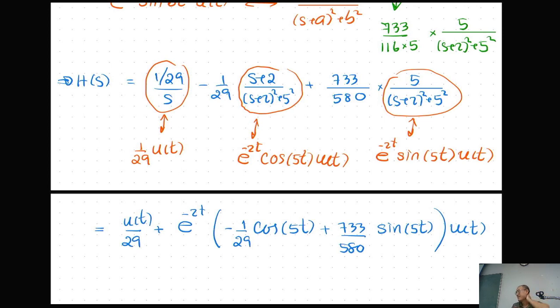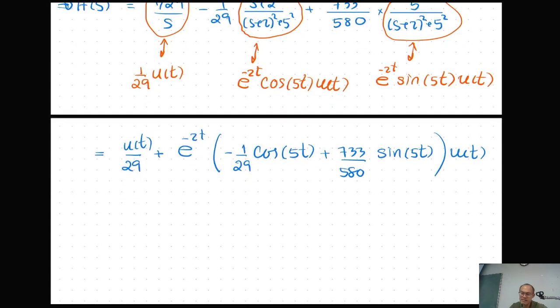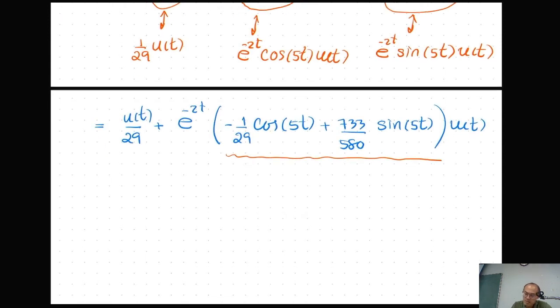It's not over yet. Let me do the last step to make it the best answer. Now let's look at these two terms. What can we do about these two terms? We can put them into just one cosinusoidal. Now, look here, look carefully. I'm drawing a right triangle, okay? And I have this as 1 over 29, and I have this as 733 over 580.